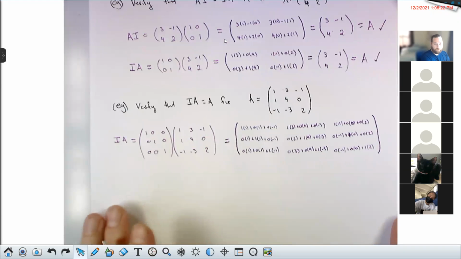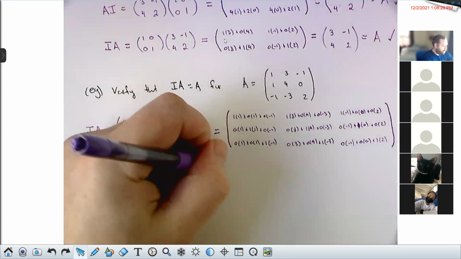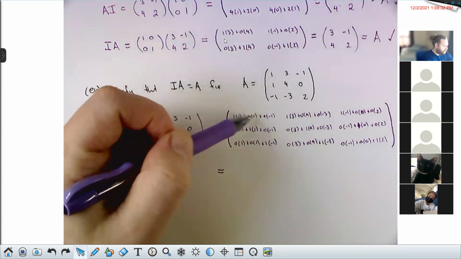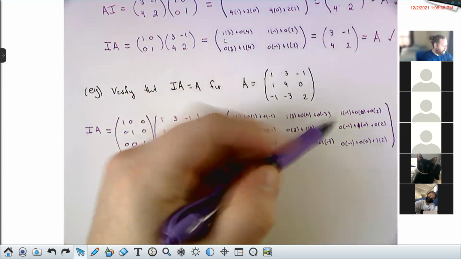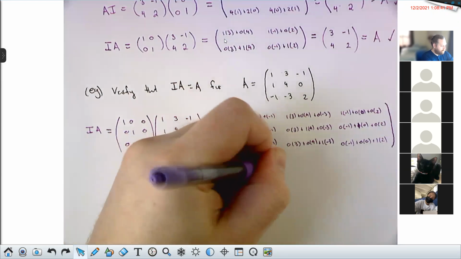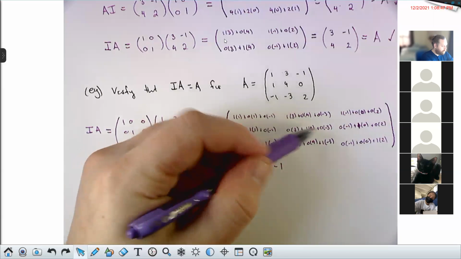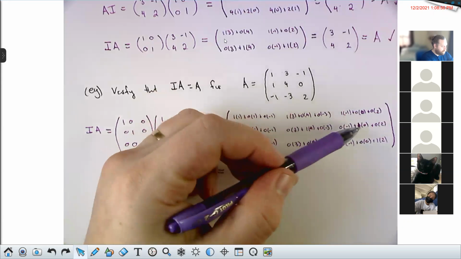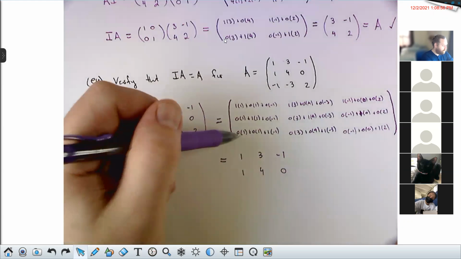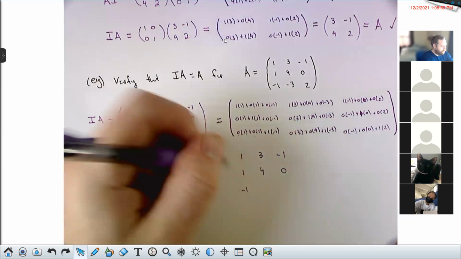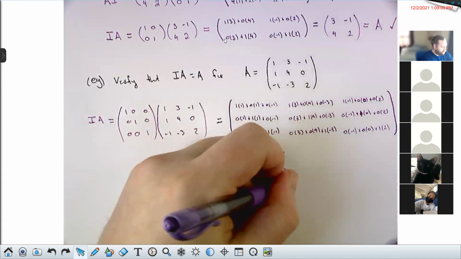So here's the resulting 3 by 3 matrix. And if I simplify, I should get the original matrix A. Let's see. 1 plus 0 plus 0 is 1. 3 plus 0 plus 0 is 3. Negative 1 plus 0 plus 0 is negative 1. Row 1 looks good. 0 plus 1 plus 0 is 1. 0 plus 4 plus 0 is 4. 0 plus 0 plus 0 is 0. Row 3, 0 plus 0 plus negative 1 is negative 1. 0 plus 0 plus negative 3 is negative 3. 0 plus 0 plus 2 is 2.